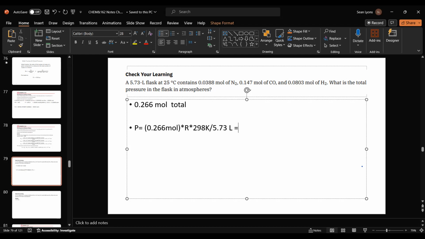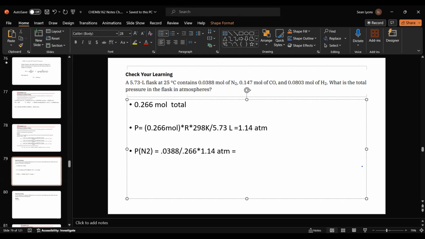206 times 298. We get a total pressure of 1.13. Actually, we'll round that up to 1.14 atmospheres. And now for the pressure of each of those gases individually, pressure of N2, we'll just do 0.0388 divided by 0.266 times the overall pressure. And again, it would be the same thing for the other gases.